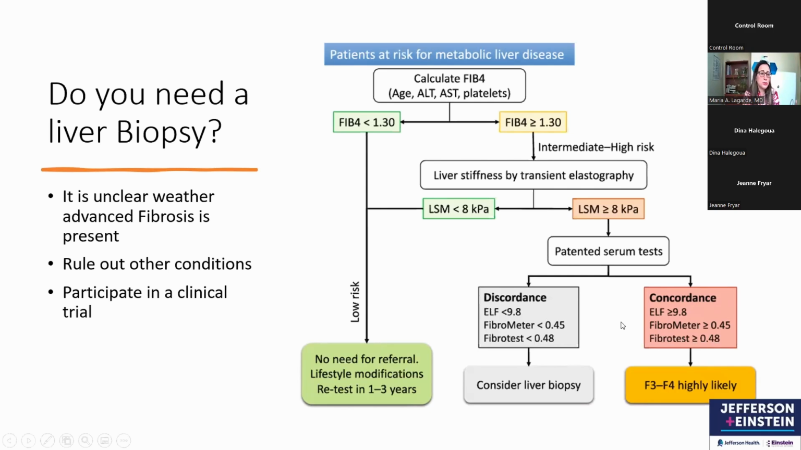And so how do we do that? How do we make that decision? Well, we start with the simplest test first, right? We check your blood work, we look at these fibrosis scores, and if those are very low, with a very low probability of fibrosis, then those patients can be managed by their primary doctors.